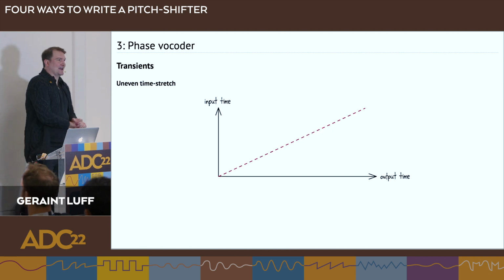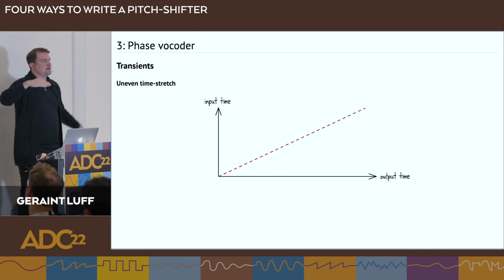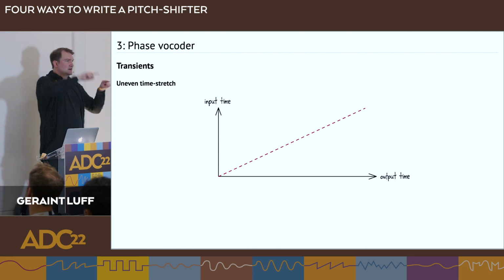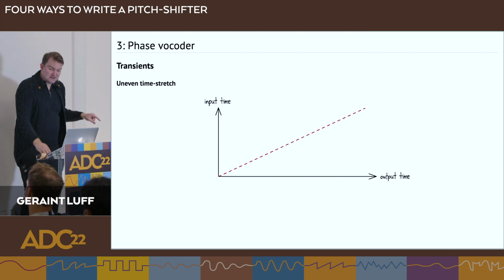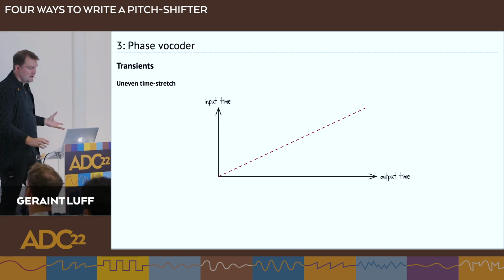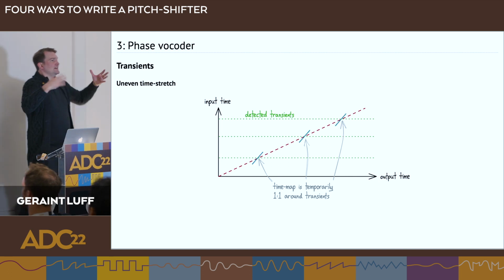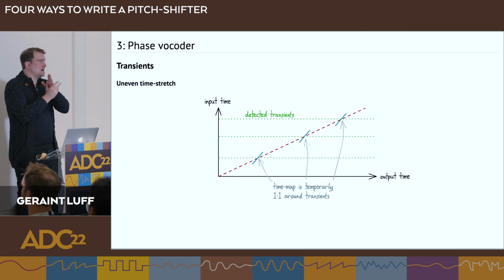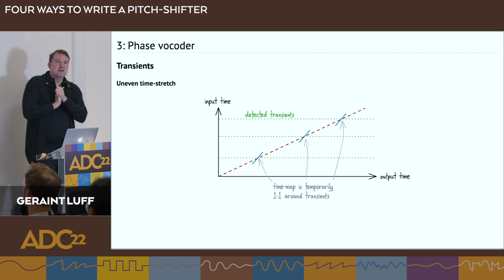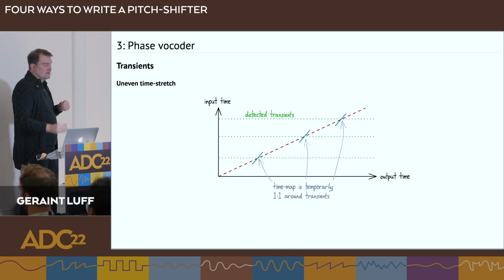Okay, one more quick note. If you're doing a very even time stretch, then your map between output time and input time will be a clean straight line. But the phases between subbands only really drift apart when you're doing this time stretch. So if you can detect transients in the input, you could locally set the time map as a 1-to-1 ratio. So you're not actually doing time stretches across the transients.